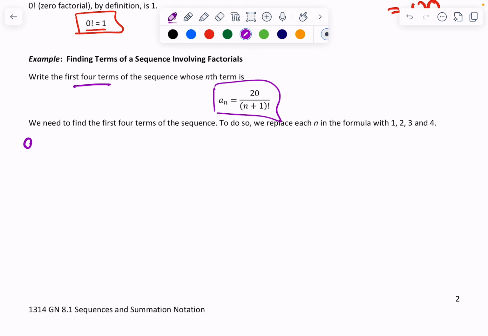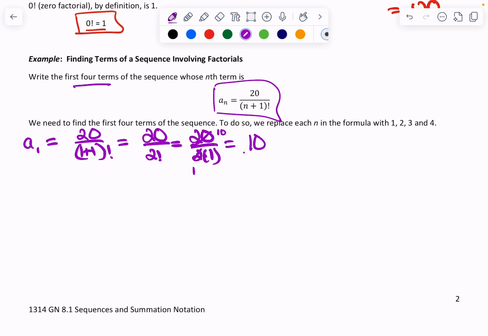The first term is going to be 20 divided by 1 plus 1 factorial. So 20 divided by 2 factorial. Well, 2 factorial is 2 times 1. Now we can do 20 divided by 2, or we can simplify by 2. 2 divided by 2 is 1. 20 divided by 2 is 10. So it's going to be 10 divided by 1, which is 10.